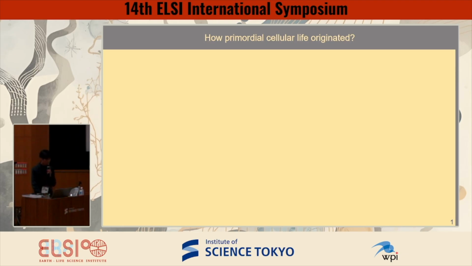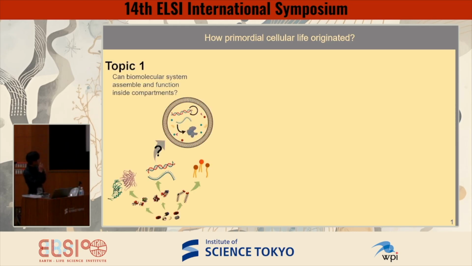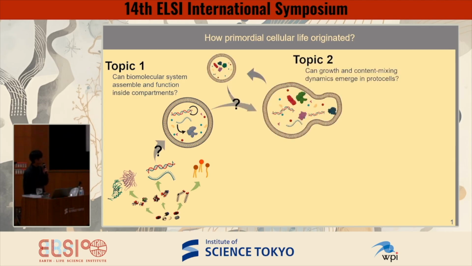So here in this talk, I will break the big question into three fundamental key processes that are essential for protocells to become evolutionary individuals. So the first topic is about biomolecular system assembly. Without sophisticated and complicated machinery, how did protocells assemble functional systems? The second topic is about protocell growth and content mixing dynamics, that is essential for complicating the cellular systems.